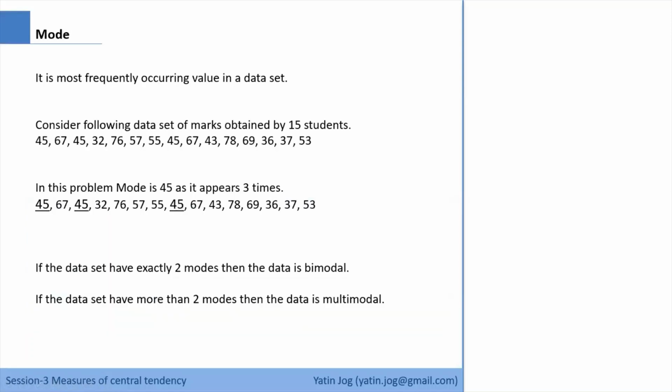Now the next concept is mode. Mode is the most frequently occurring value in a data set. So mode is the most repeated value in the data set. Now consider the following data set of marks obtained by 15 students.